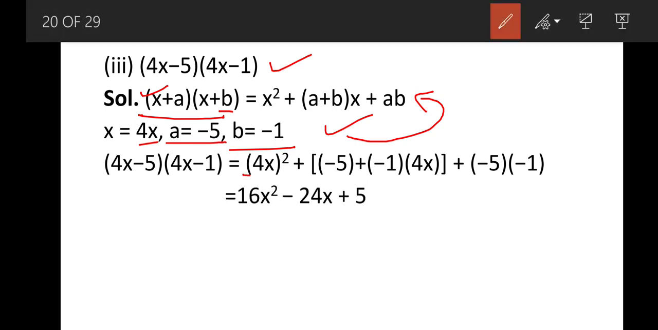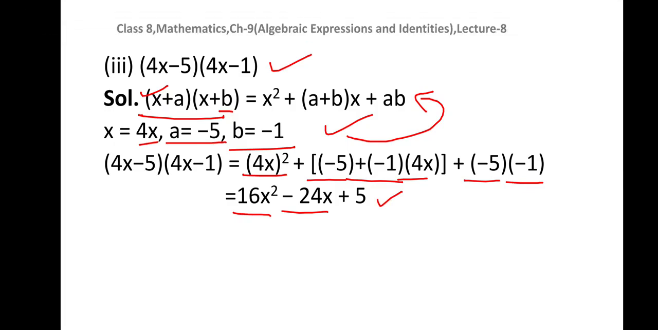In place of x square, 4x square, plus a plus b, that is minus 5 minus 1, it will give you minus 6 into 4x, that is giving you minus 24x, plus a into b, that is minus 5 into minus 1, it will give you plus 5. So it will be 16x square minus 24x plus 5. So this will be your answer.